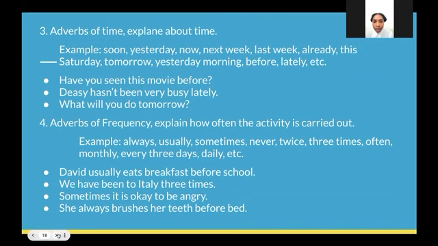And number 4, adverbs of frequency. They explain how often an activity is carried out. For example: always, usually, sometimes, never, twice, three times, often, monthly, every three days, daily, and so on. Example sentences: David usually eats breakfast before school. We have been to Italy three times. Sometimes it is okay to be angry. And she always brushes her teeth before bed. Next.